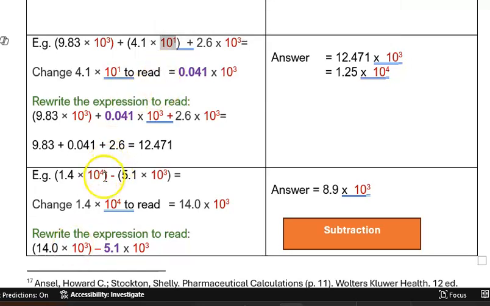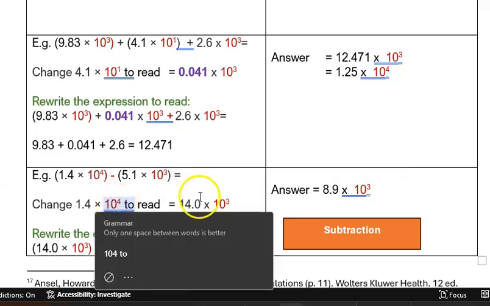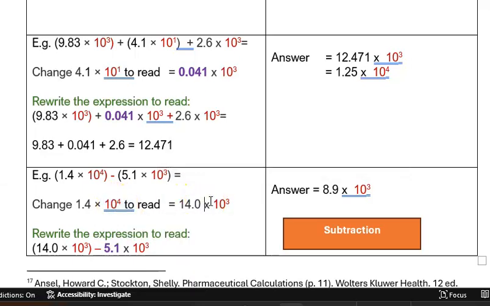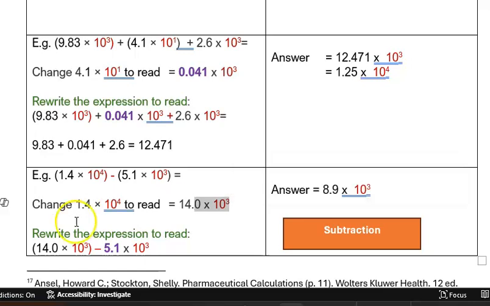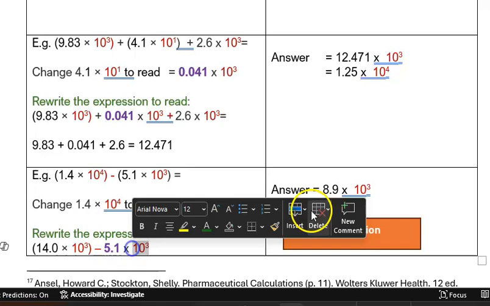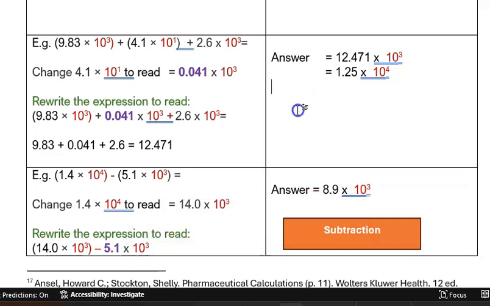And so here in this example, this is 10 to the 4, this is 10 to the 3. You have to convert them into similar things. So 1.4 times 10 to the 4 is really 14.0 times 10 to the 3. And so when you have done that, you can now subtract 14 minus 5 to give you 8.9, and then your base form is 10 to the 3, which is consistent, and that's your answer.